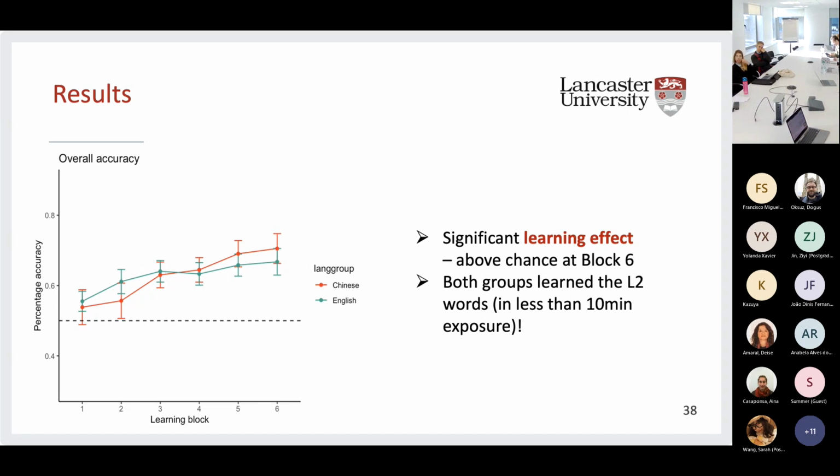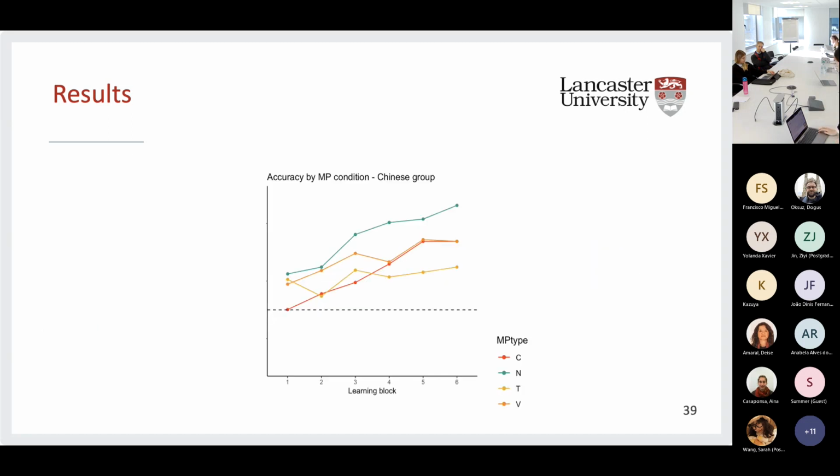And both groups, so both Chinese and English groups, learned the words. And I have to say, this experiment is very short. It is less than 10 minutes. So in less than 10 minutes of exposure, they can learn the words.